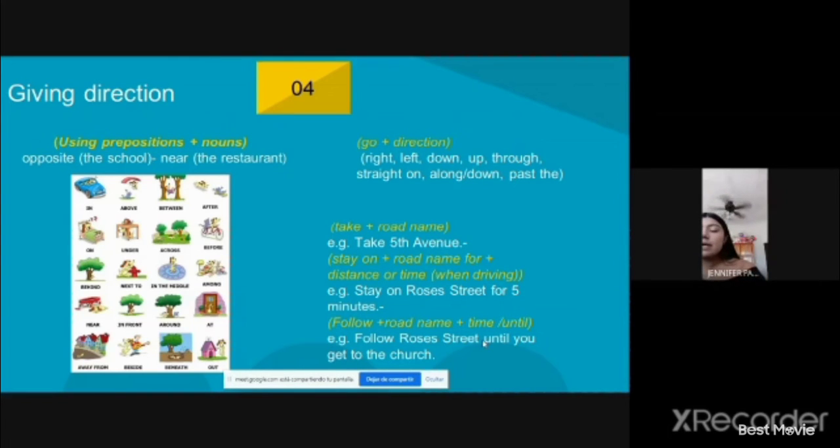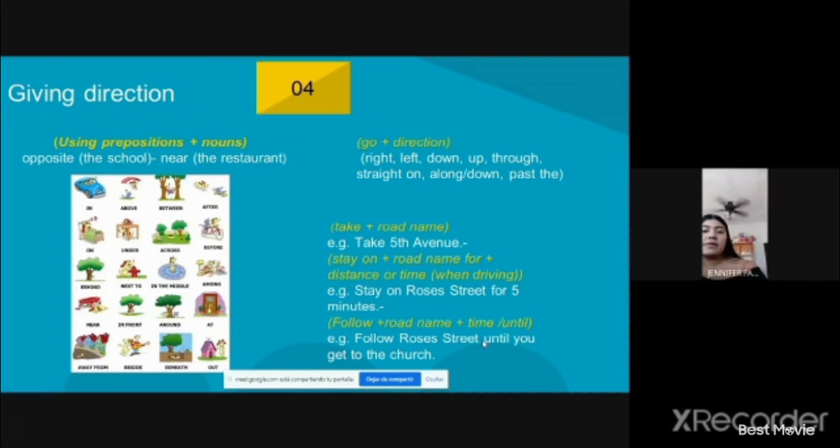The next formula is stay on plus road name for plus distance or time when driving. So this formula is most usually used for when you're driving. And for example, we have here stay on Rosa Street for 5 minutes. We could also use it as we mentioned for distance. So we can use it like stay on Rosa Street for 5 miles. So this is when you're driving.